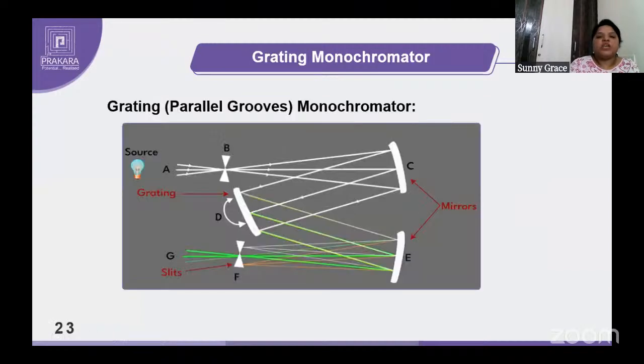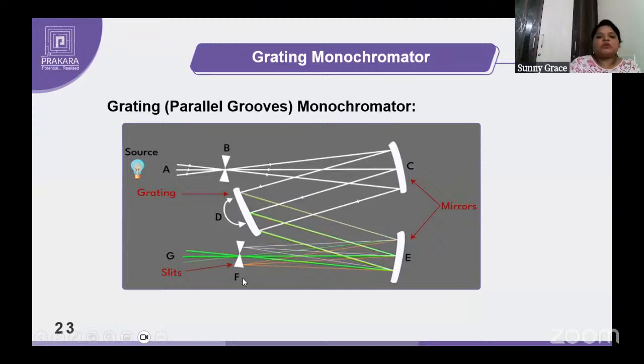Coming to the grating monochromators, here also you will have slits. This is the source and you have a sample. From there, it is the entrance slit. These are the mirrors and this is the grating. Gratings are generally of two types, transmission and diffraction. Based upon the diffraction pattern and transmission pattern, the selection of the wavelength takes place in this monochromator system. From the exit slit, the desired frequency or wavelength comes out.